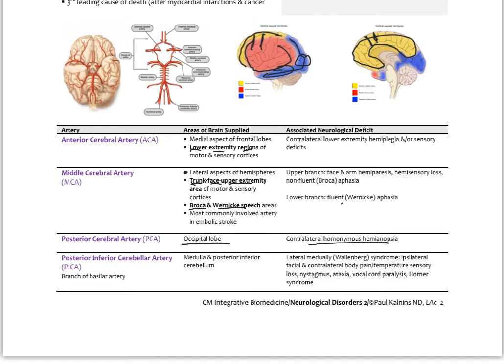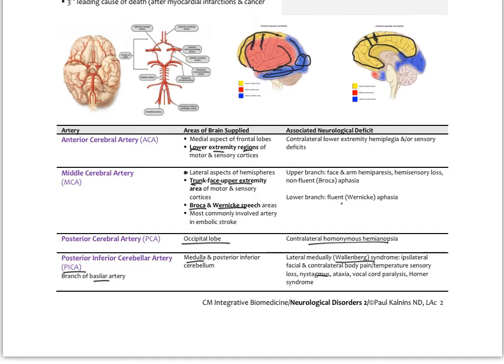And then the posterior inferior cerebellar artery, the PICA, this is a branch of the basilar artery. And this is what perfuses the medulla and the posterior inferior cerebellum. And so here we're going to see things like what's called Wallenberg syndrome. You don't need to memorize that, but that's where we get ipsilateral facial and contralateral body pain and temperature sensory loss, nystagmus, ataxia, vocal cord paralysis, and Horner syndrome, which is a problem of the sympathetic nerves going into the eye and the face. And I'll talk about that later, actually.